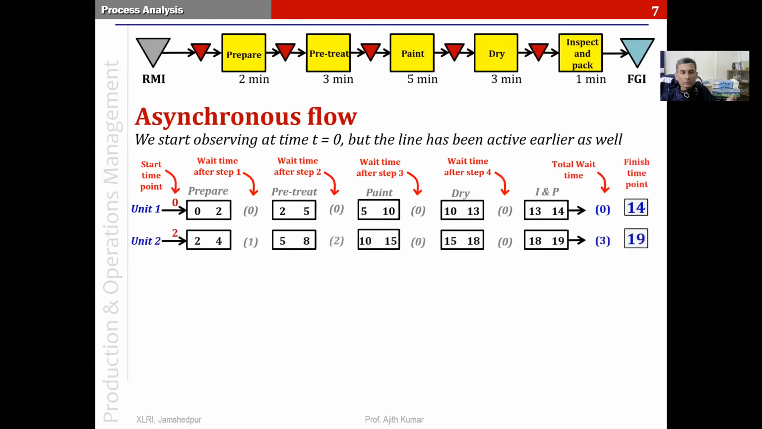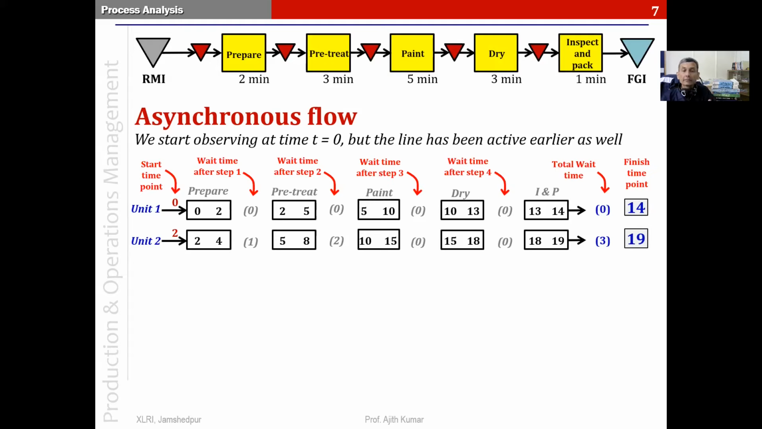Okay, coming to unit 2. Unit 2 begins its prepare step as soon as unit 1 has completed, which means at time t equal to 2, and it takes 2 minutes at the prepare step and completes the prepare step at time t equal to 4. Now it's ready for processing at the pre-treat step, but we notice that the pre-treat step is busy with unit 1 until time t equal to 5. Unit 2 has to wait at the pre-treat step until the pre-treat step becomes free at t equal to 5, and therefore it waits for 1 minute.